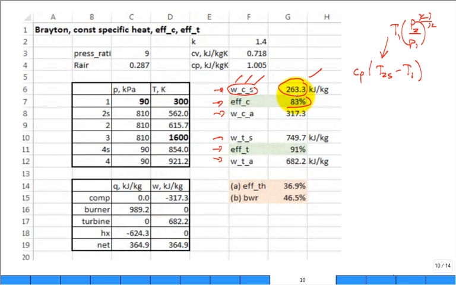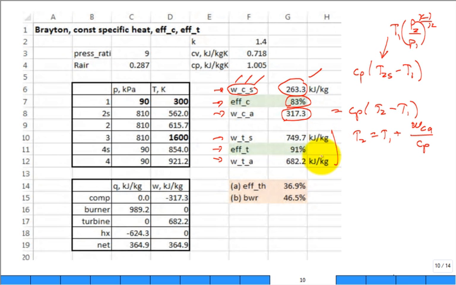Well, if you have an 83% isentropic efficiency, you're going to need more work. So you take that minimum work, divide by the efficiency, and that's the 317.3 kilojoules per kilogram. So this is equal to C sub P times T2 actual minus T1, and you can then solve for T2 actual, which is equal to T1 plus the W compressor actual divided by C sub P. You can actually just do it all in temperatures as well.